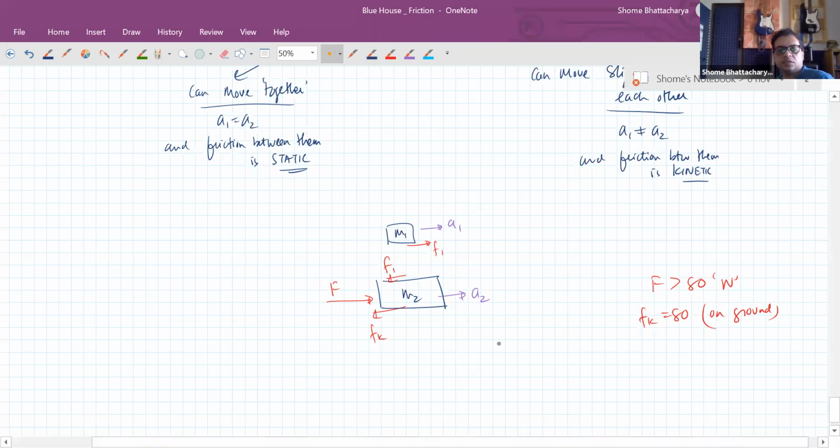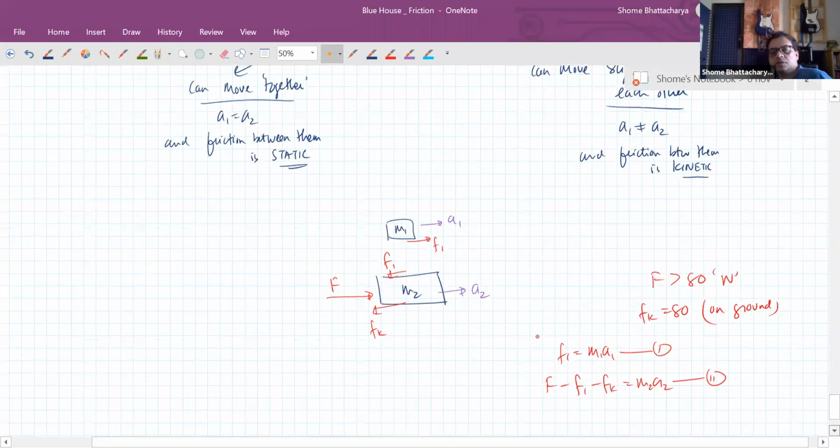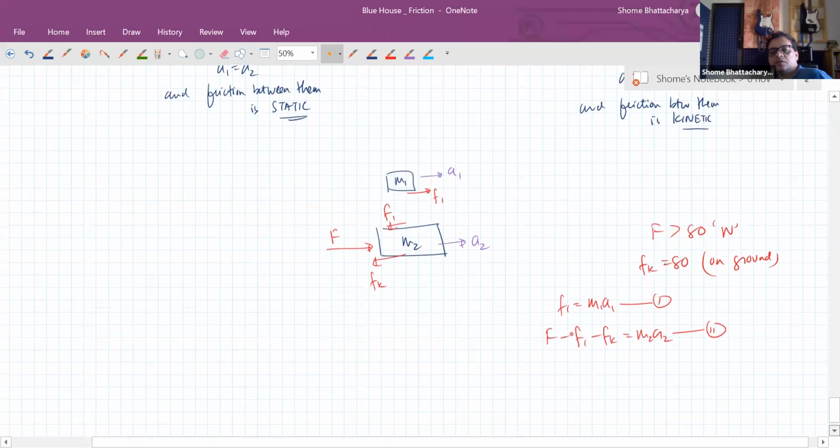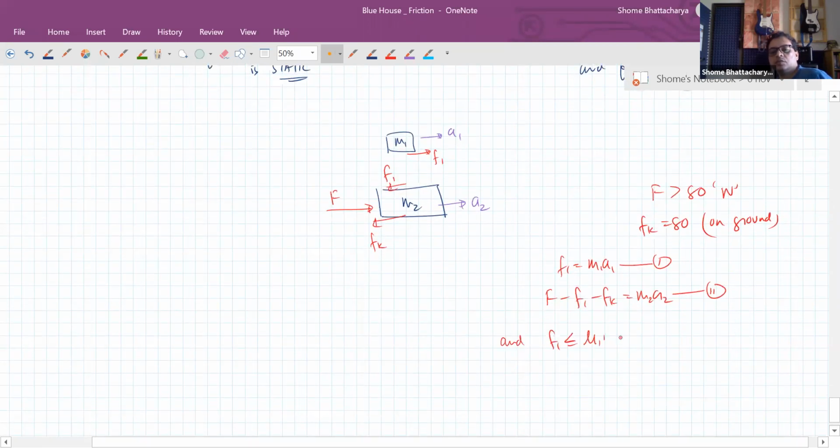So you can see that F1 is equal to M1A1. And capital F minus F1 minus kinetic friction is equal to M2A2. In general, this is what will happen, and F1 is less than or equal to mu1 m1g. This is a limiting condition. So therefore, we can see that from equation 1, A1, which is F1 by M1, should be less than or equal to mu1g.